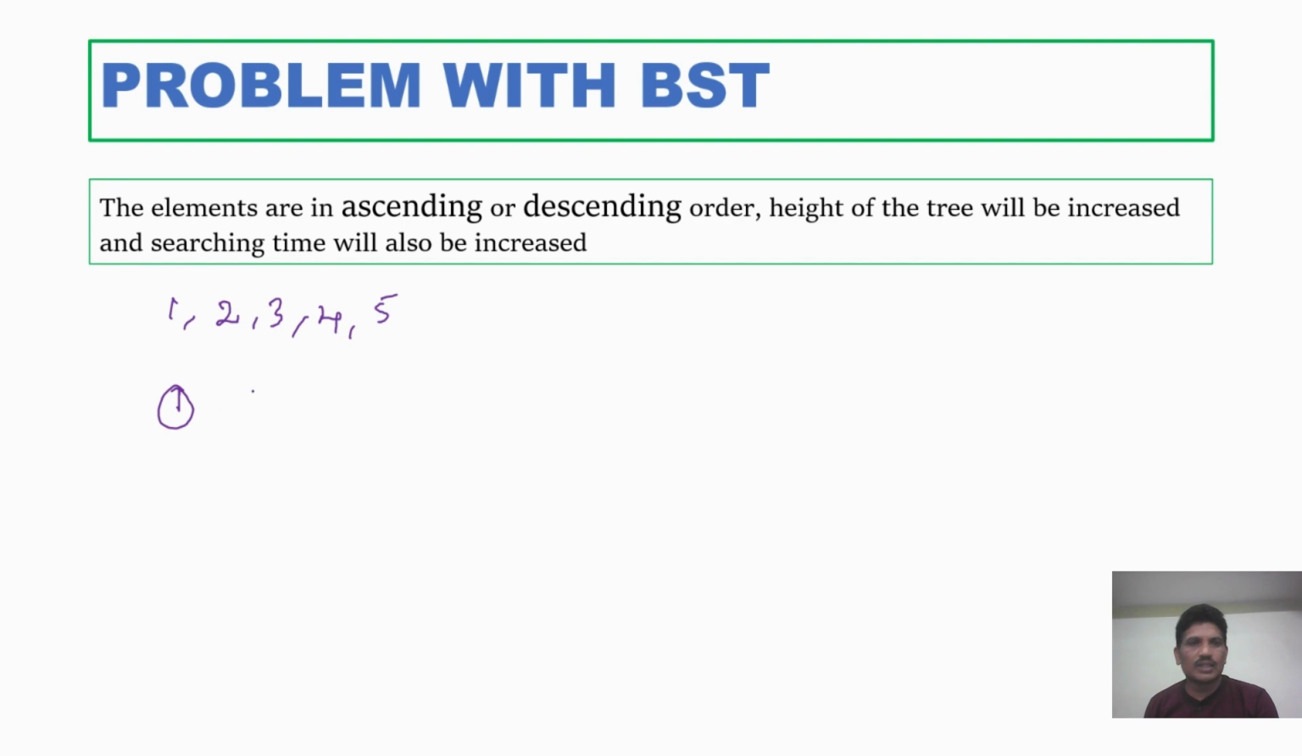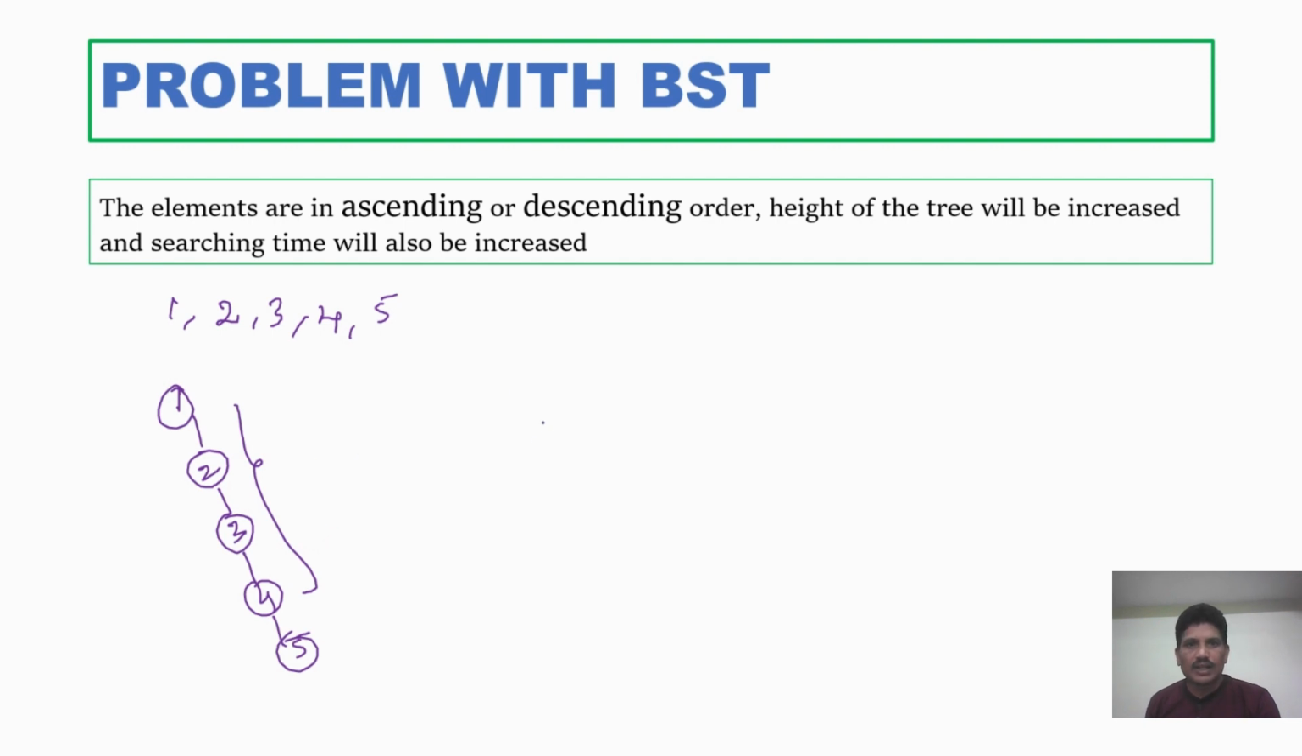Already you know that all elements in the left subtree are less than the root, and all elements in the right subtree are greater than or equal to the root. The first element becomes the root, then the second element is greater than the root, so it is placed in the right subtree. Like that you can insert 3, then 4, then 5. What is happening here is the height of the tree increases. Once the height increases, what is the problem? The searching time will take more. That is the problem with BST.